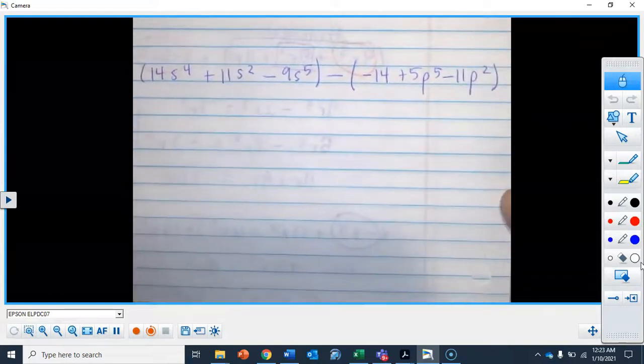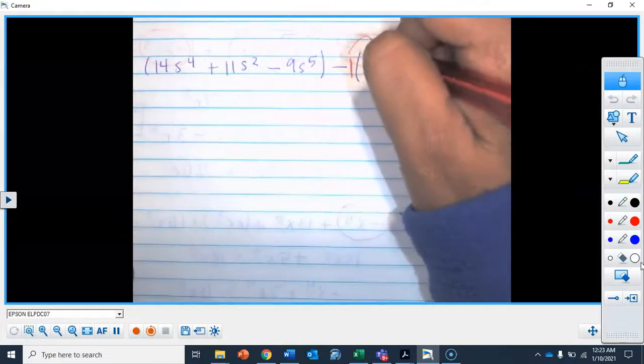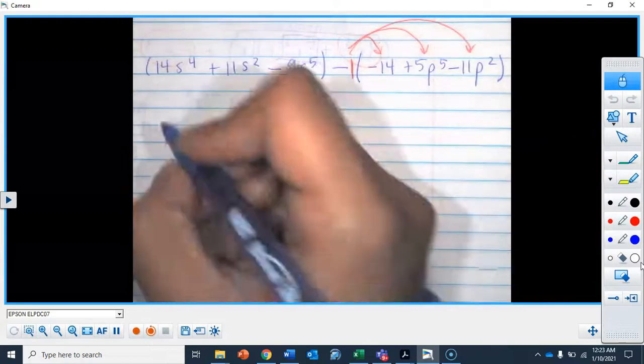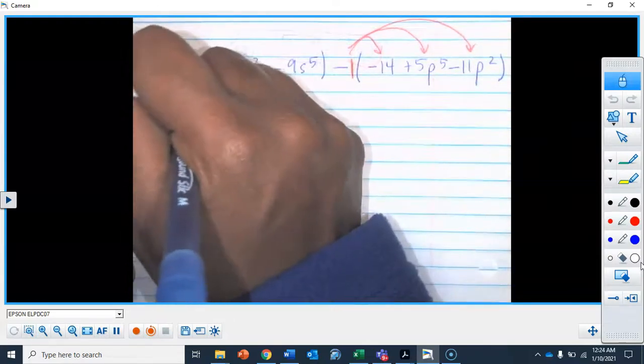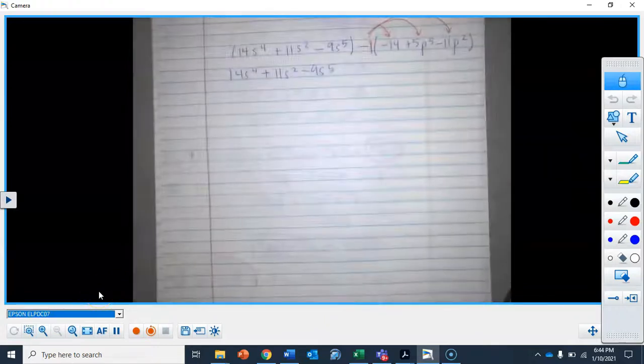Okay, so again, and I know I read off the paper, put your negative for the -1. We're going to multiply, and I'm going to do this one pretty quick. So just drop down 14s to the 4th plus 11s squared. The rest of the video. So just to get these done tonight.